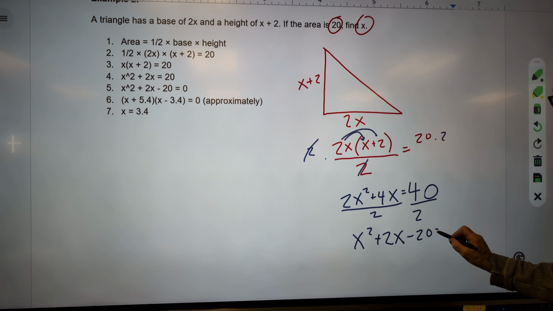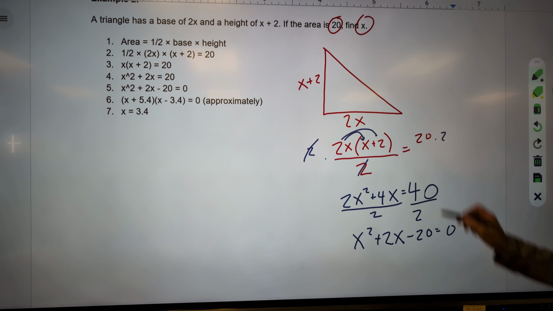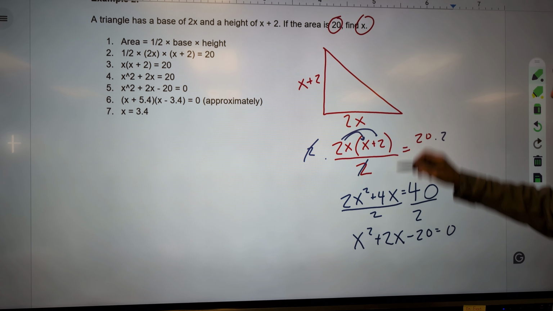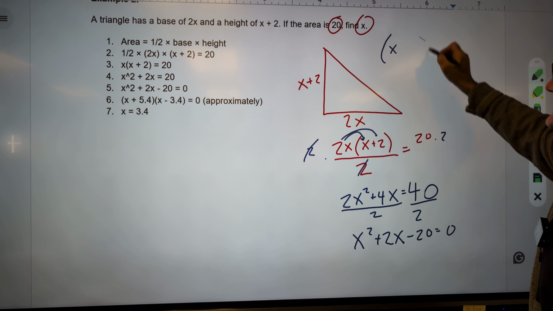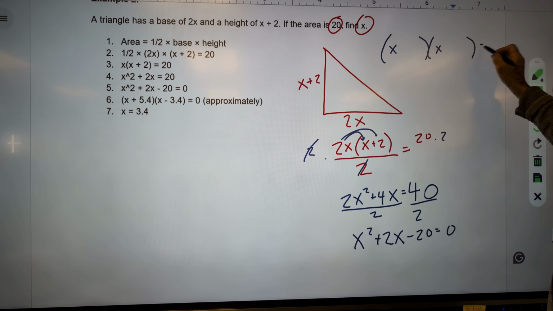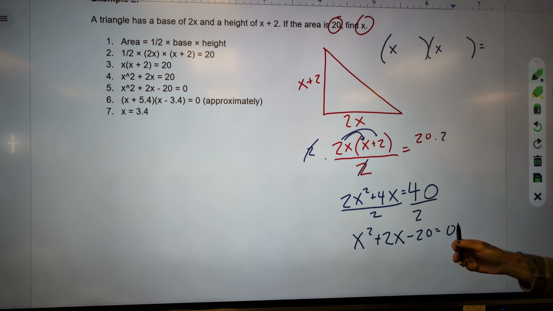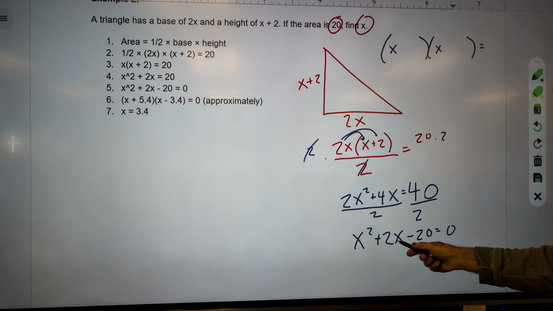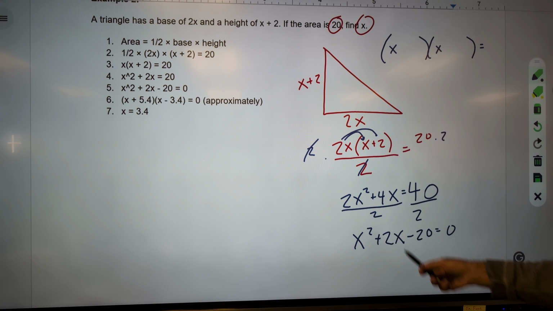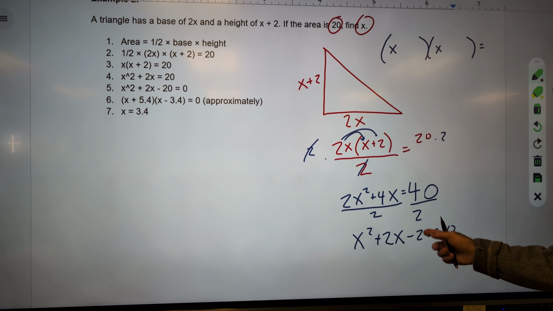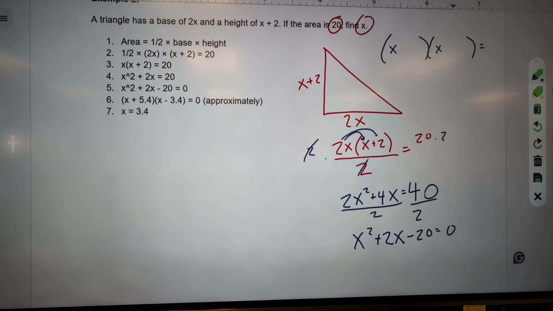Subtract 20 from both sides. All right, 40 divided by 2 is 20. Minus 20 from both sides, set it equal to 0. Factors are x and an x, all equal to 0. Factors of 20 to give me a 2 would be a 5 and a 4. No, that's not going to work. I don't think it's going to factor. So then we have to use the quadratic equation.